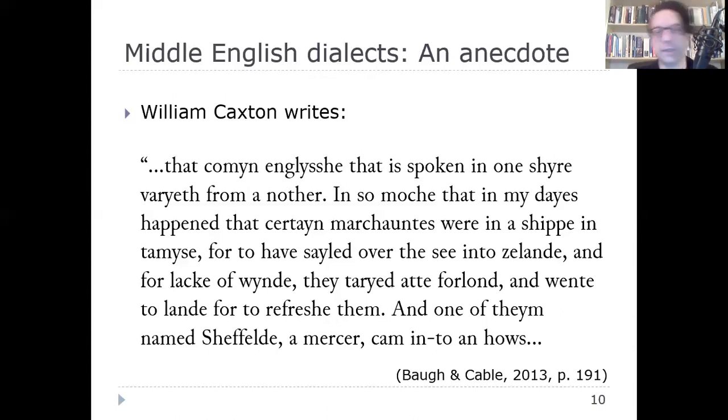Okay, so there's no wind. They leave the boat. They get off the ship and go to land to get some refreshments.